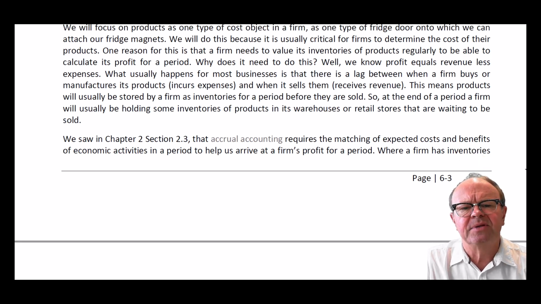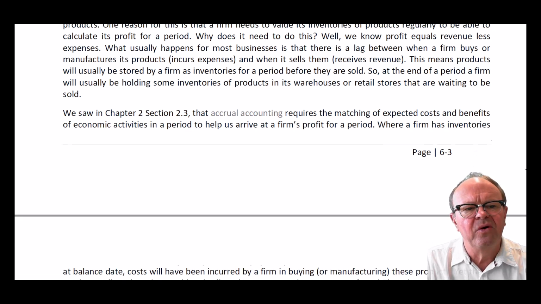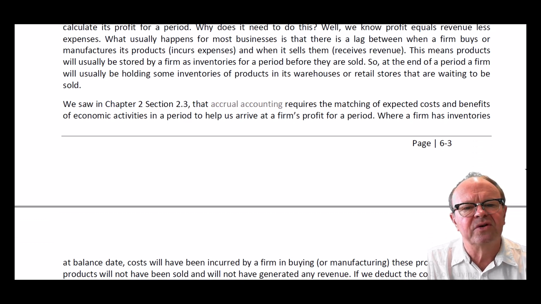Well, we know profit equals revenue less expenses. What usually happens for most businesses is that there is a lag between when a firm buys or manufactures its products, incurs expenses, and when it sells them, receives revenue. This means products will usually be stored by a firm as inventories for a period before they are sold. So at the end of a period, a firm will usually be holding some inventories of products in its warehouses or retail stores that are waiting to be sold.